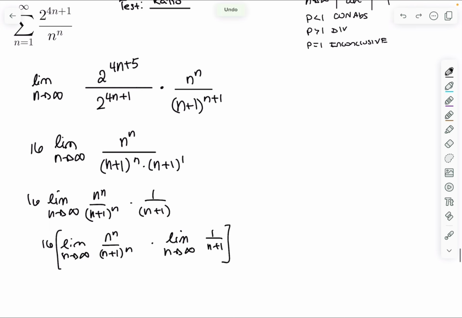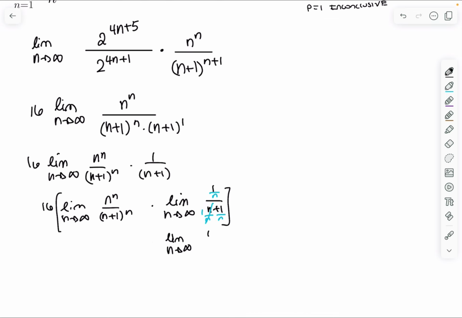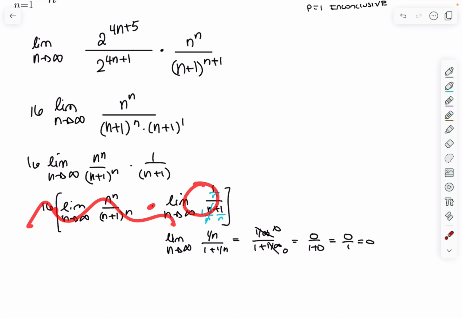This limit is easy because it's a rational fraction, so we can divide every term in the fraction by the term with the largest power in the denominator, and that's n to the 1st power. We divide everything by n, so we have 1 over n divided by 1 plus 1 over n, and when we plug in infinity, 1 whole divided into infinitely many pieces becomes infinitely small, so small it becomes 0. 0 over 1 plus 0, which is just 0 over 1, which is just 0. And so since this whole thing is 0 and we're multiplying, none of this matters, it's just 0.